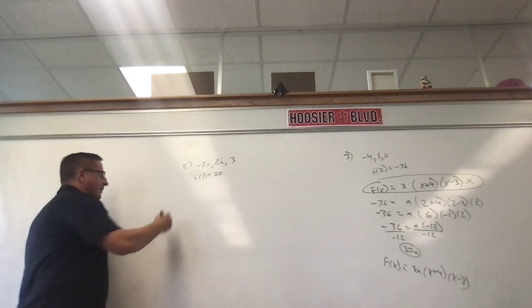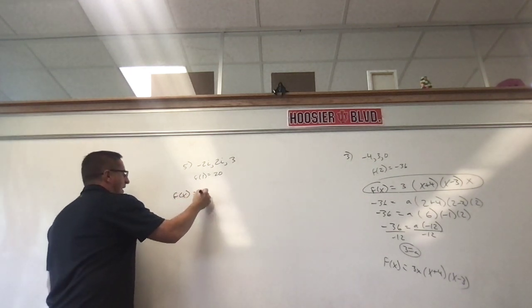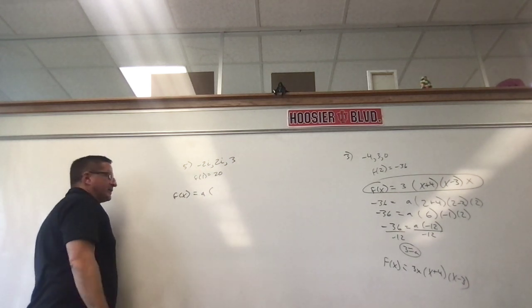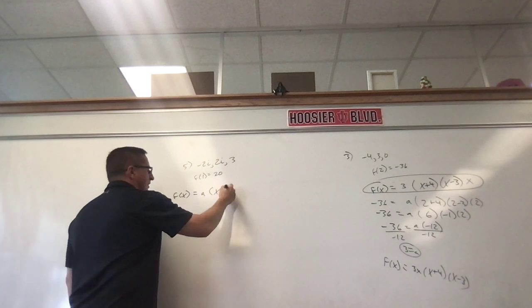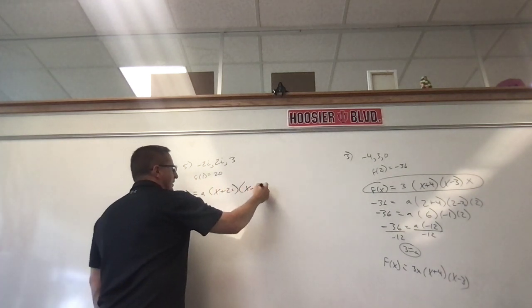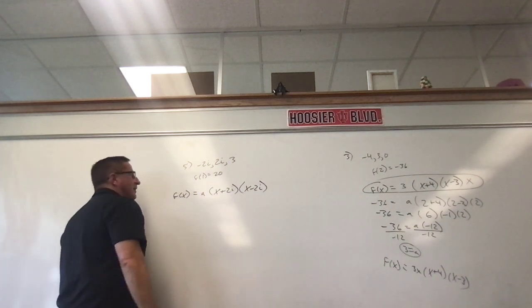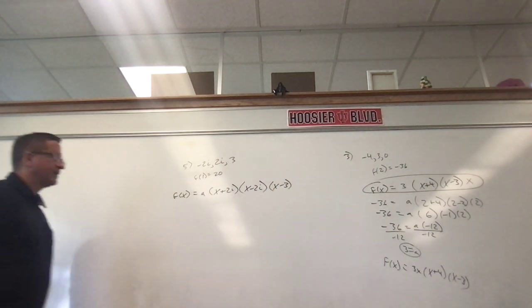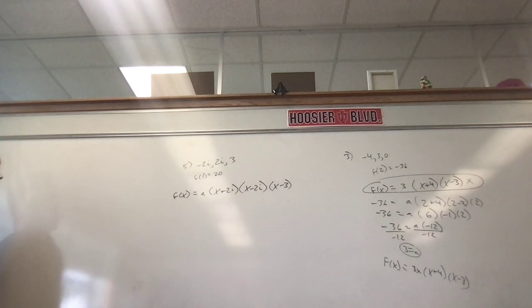So f of x equals a times, if -2i is a 0, x plus 2i is a factor. If 2i is a 0, x minus 2i is a factor. And if 3 is a 0, x minus 3 is a factor.